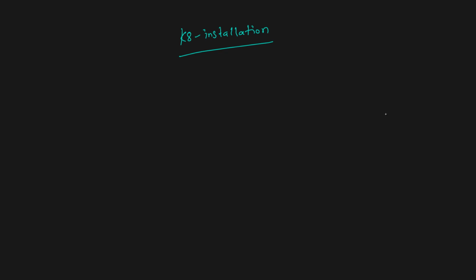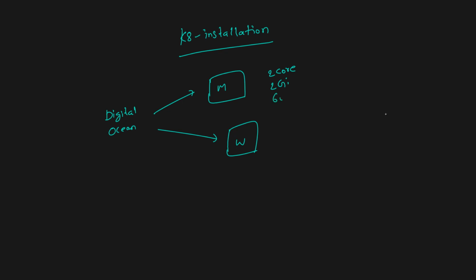Quick recap about our setup. I'm using DigitalOcean. On this I have created two nodes. One I call the master node, the other is the worker node, both having similar configuration: 2 cores CPU, 2 gigs of RAM, 60 gigs of disk space. Same here. And the OS is Ubuntu 22.1.0.